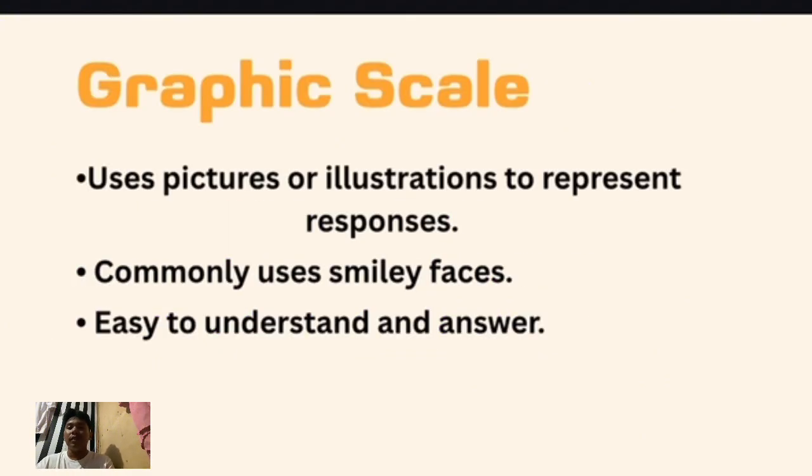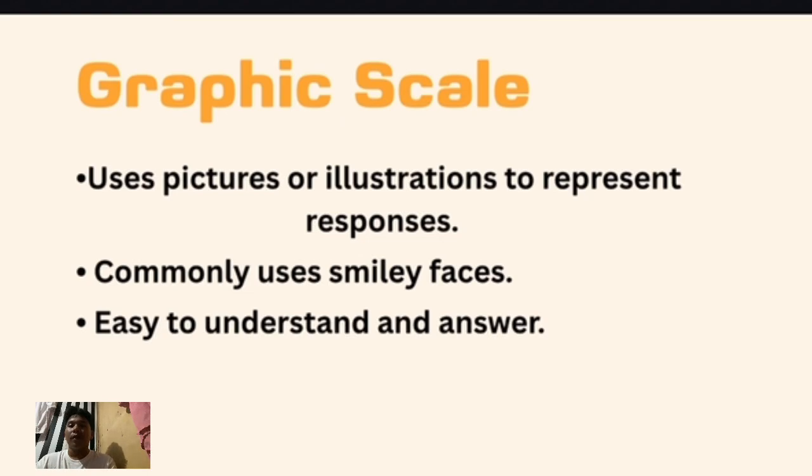So next, let us discuss the graphic skill. The graphic skill is another type of rating skill, but instead of words or numbers, it uses pictures or illustrations. So these pictures represent the level of a person's feelings or response. A common example is the use of smiley faces, which range from very happy to very sad. This type of skill is usually used for young children or respondents who have limited vocabulary because pictures are easier to understand.